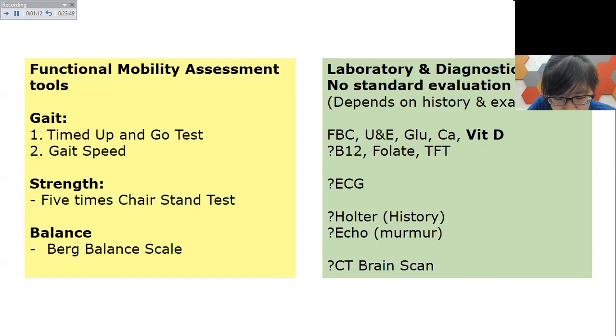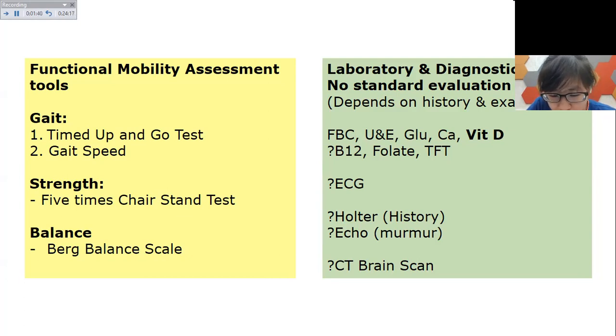After functional mobility assessment, we'll be looking into the laboratory and diagnostic tests. So it really depends on the history and examination findings on what needs to be evaluated further. But in all cases, because calcium and vitamin D is essential for bone health and for fall prevention, if there are deficits, it should be checked.